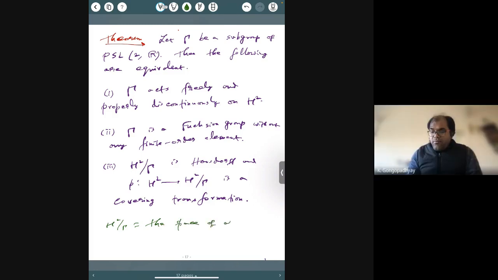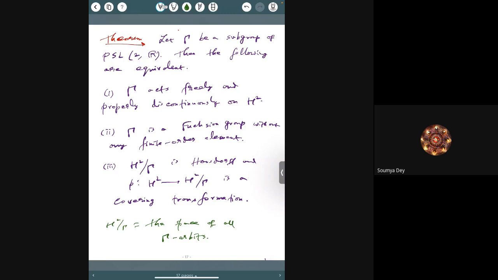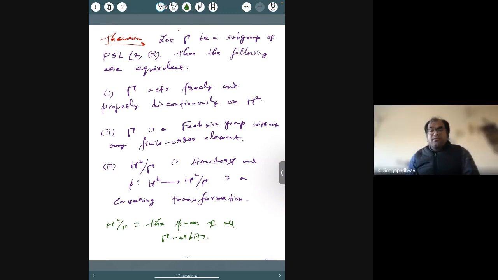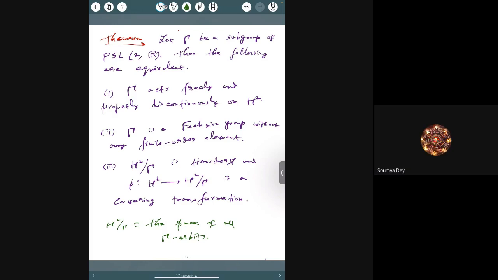Consider H2 mod gamma. Yeah. I guess you meant this to be a covering map, right?